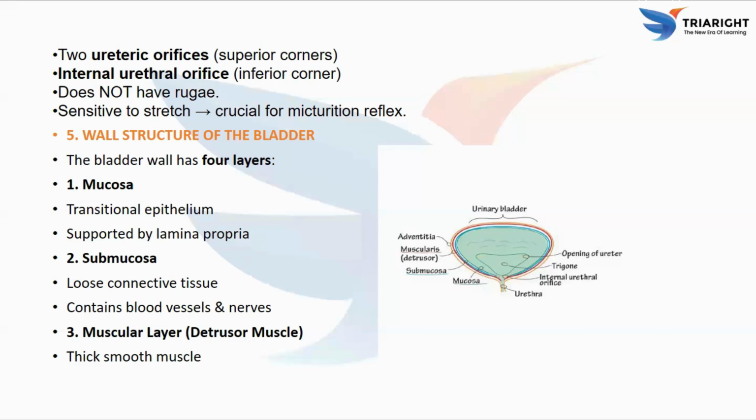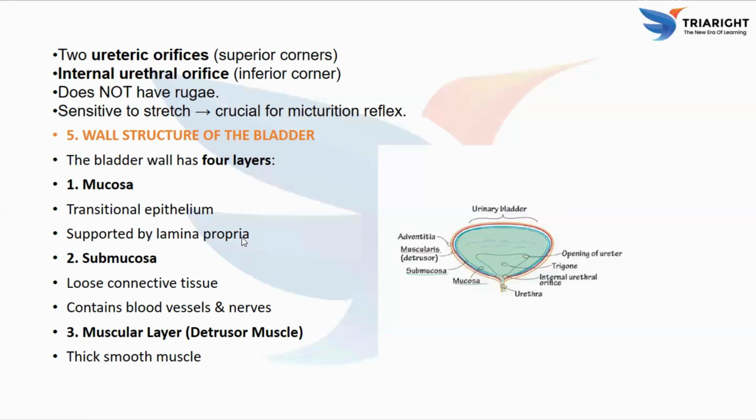So it is a unique tissue which is found only in the urinary system. Cells can change shape, rounded when the bladder is empty and flat when the bladder is full. So it prevents the urine from damaging the underlying tissue. Lamina propria. So this is mucosa, it's supported by lamina propria.